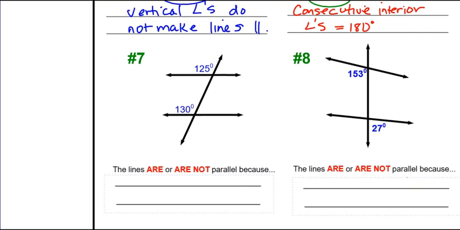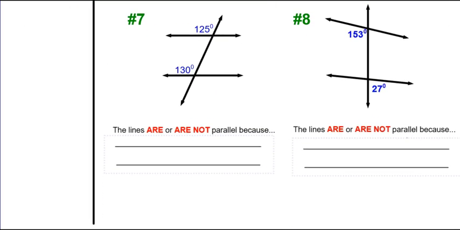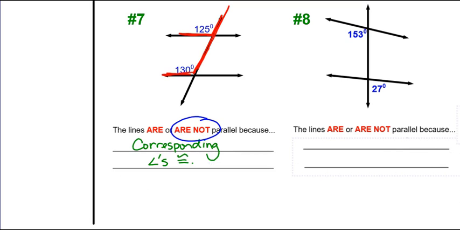The last couple questions that we have here, number 7 and 8, we look at the angles that are given. And when we trace them, that is the one that makes the F. And those are the corresponding angles. And I do know or remember that corresponding angles should be equal to each other. And because those two angles are not equal, we say that the lines are not parallel because corresponding angles are congruent, and those angles are not congruent.